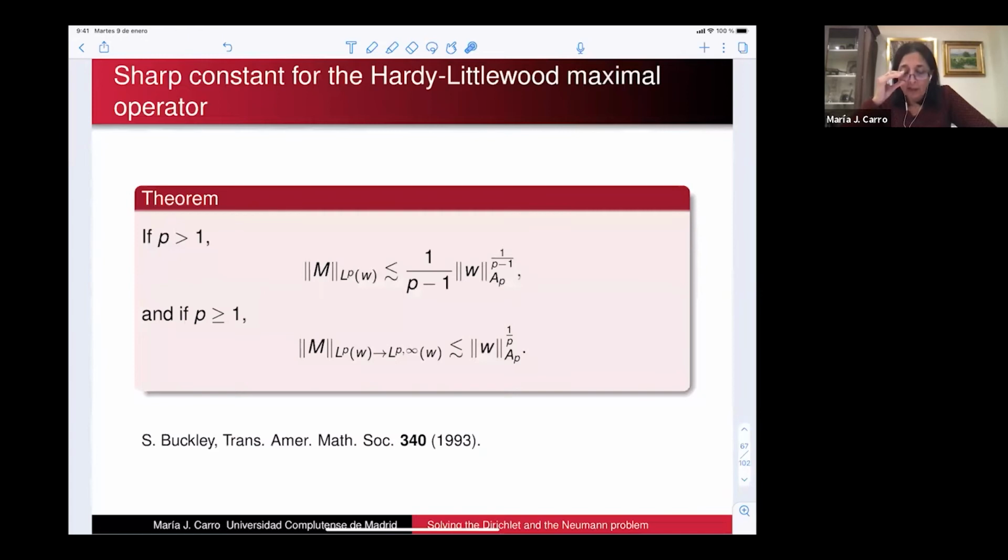He proves that the norm of the maximal operator on L^p(ω) behaves in this way. And let me tell you that this is a very bad constant for Llano's extrapolation theory, because this is okay, but this is very bad. Okay, because this blows up in a very bad way.